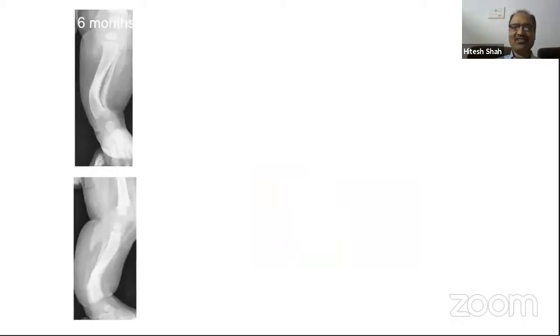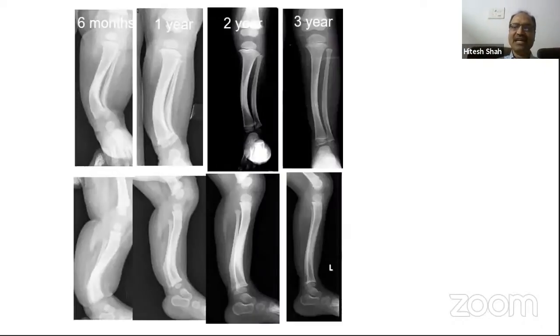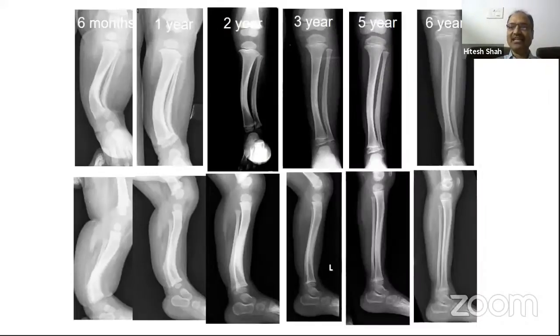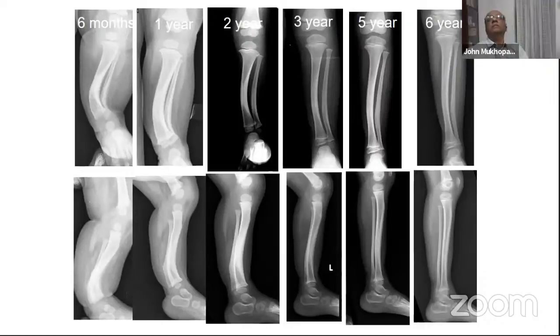The natural history is like that. If you see the child, it gets corrected. We are fortunate to see some patients for long-term follow-up. If you see the same child from 6 months, it gradually straightens up. This is the most striking part of the congenital posteromedial bowing of tibia. It doesn't require any other intervention than the sole raise.